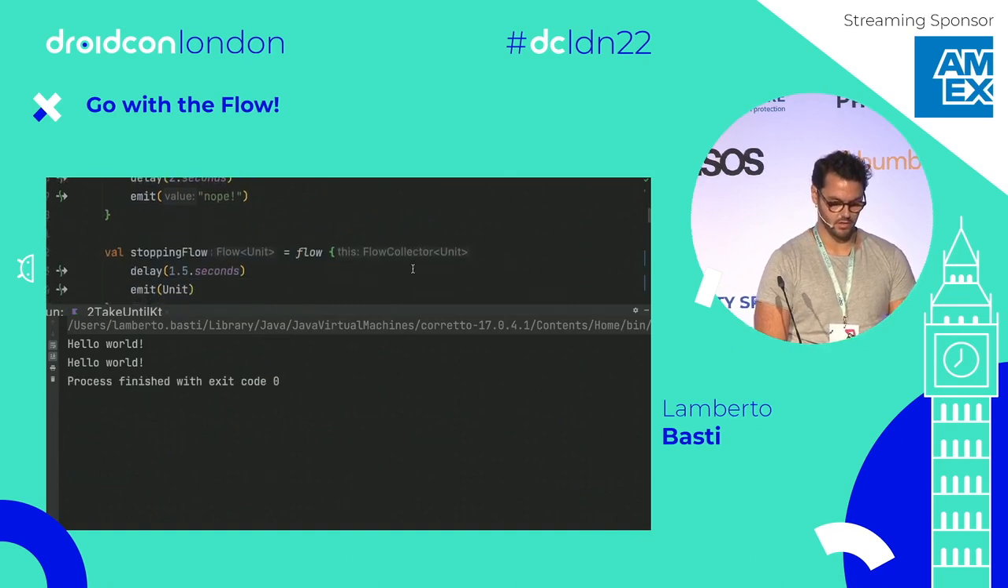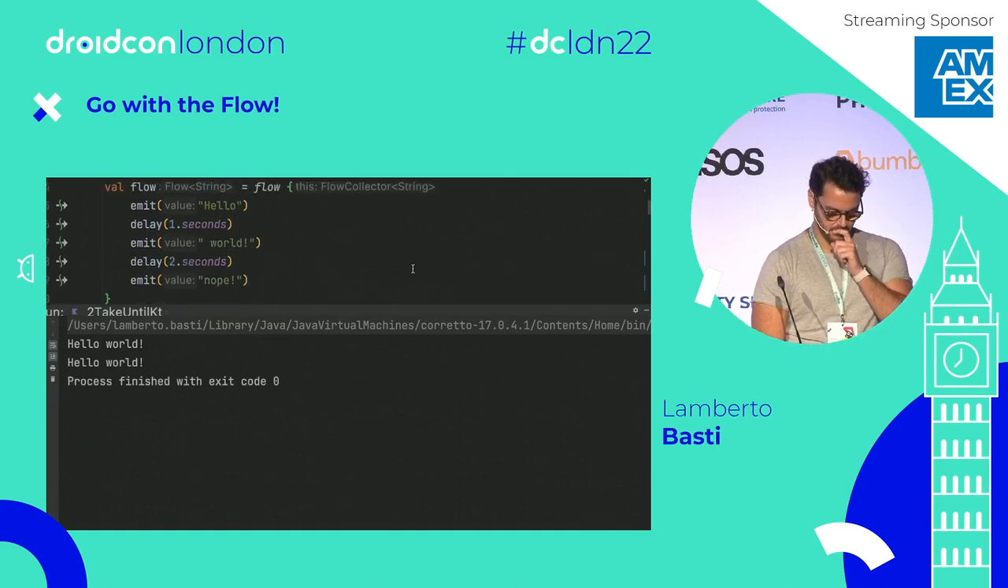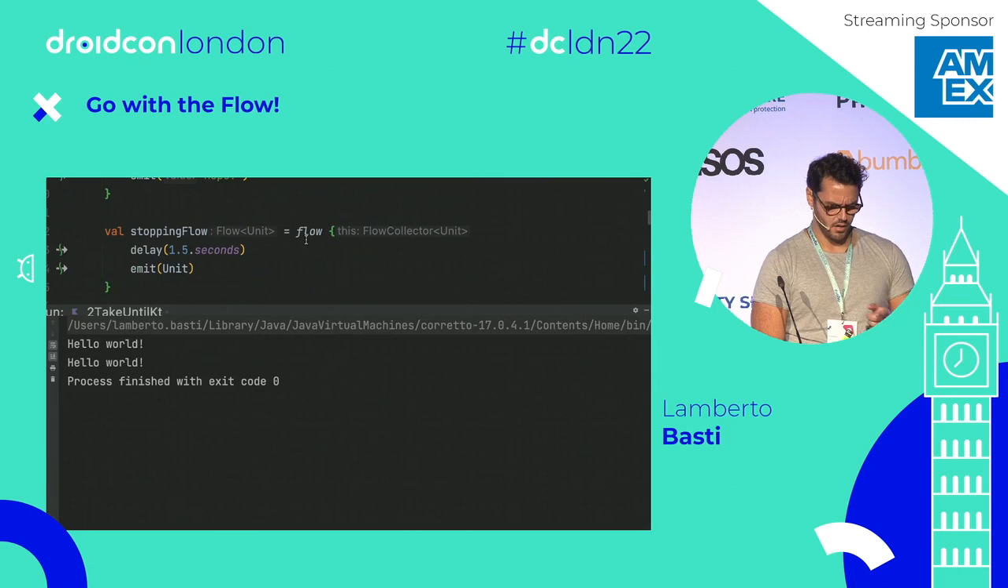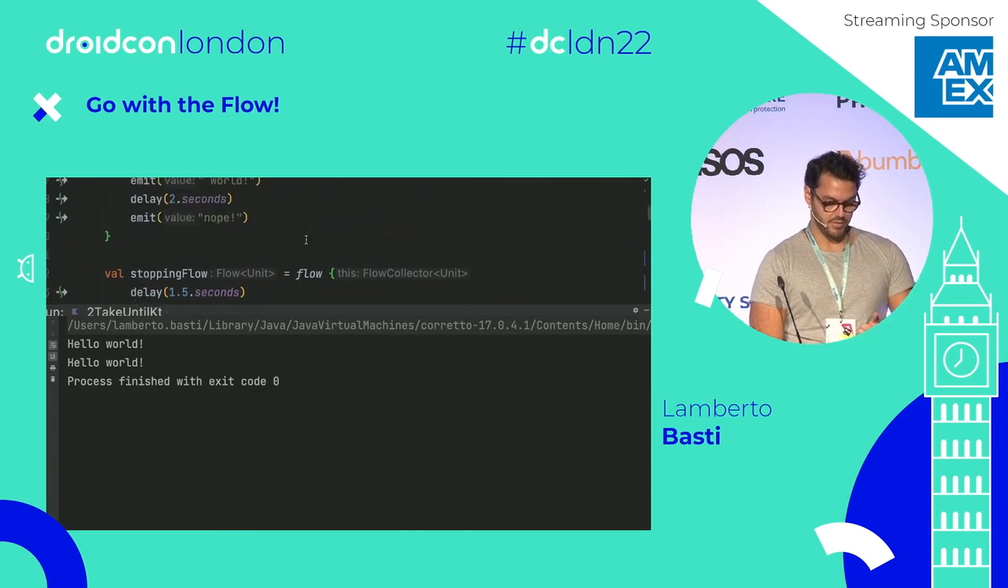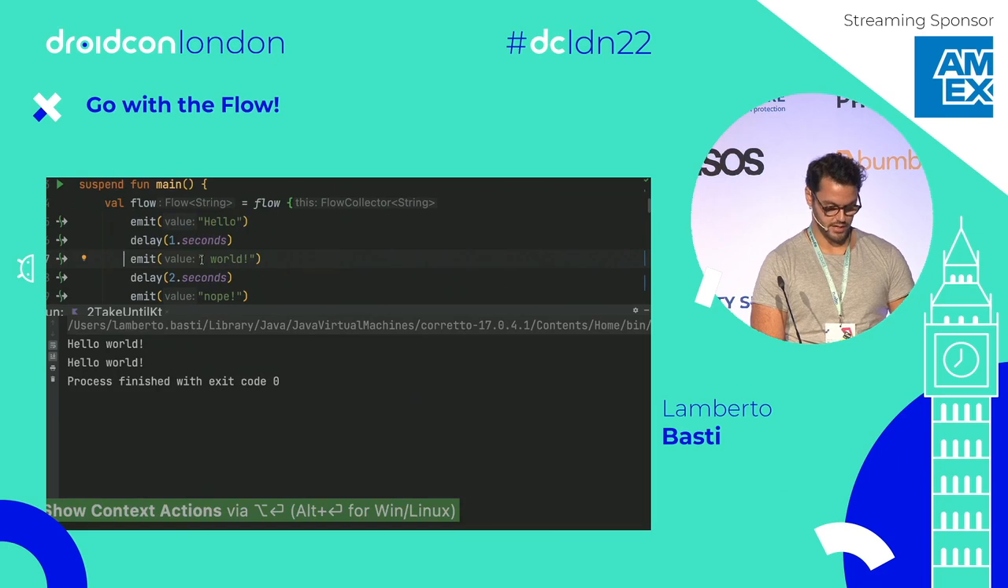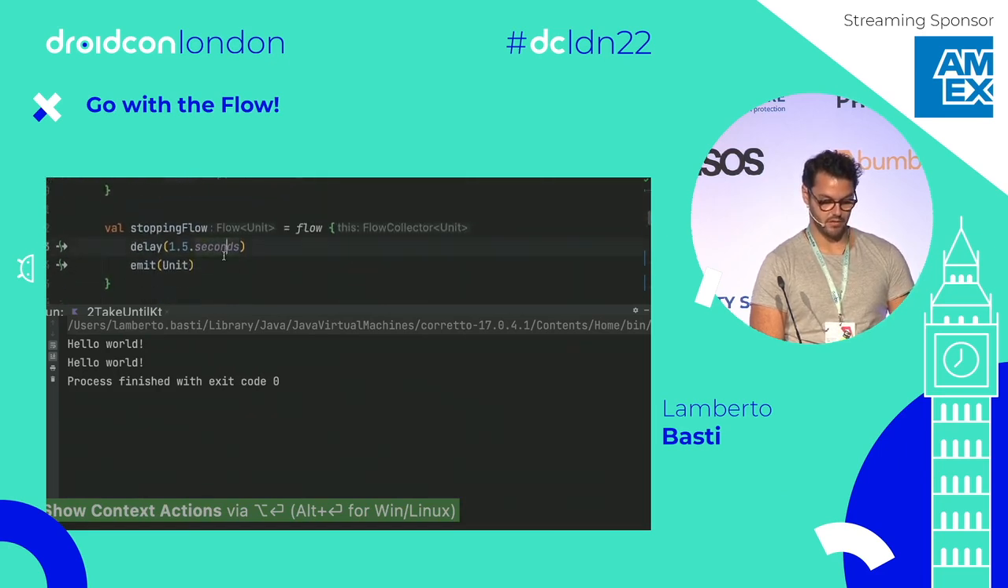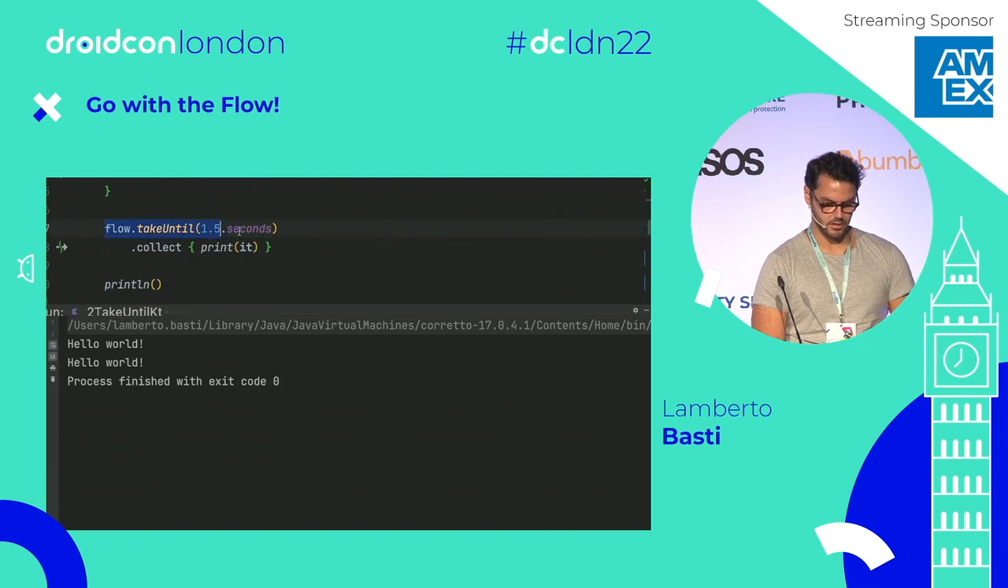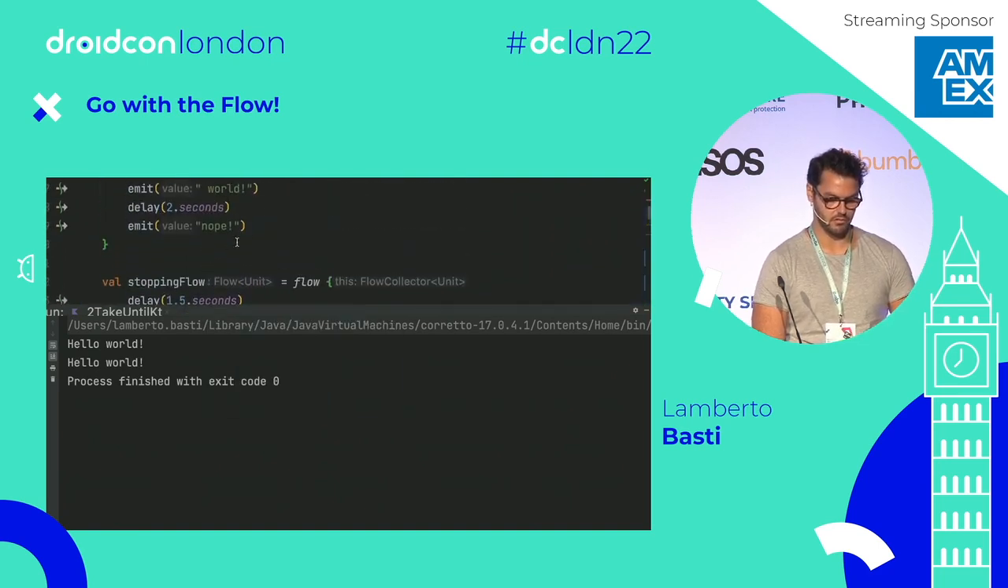So let's see the code again. We have a flow here that sends hello, waits 1 second, and then sends world, and then waits 2 seconds. That's the upstream flow. The stopping flow waits 1.5 seconds, so it should land more or less during this delay, all right? And then it emits unit. Here, it just waits 1.5 seconds, and then it closes the flow. So in both cases, nope does not get printed out, and it works as expected.